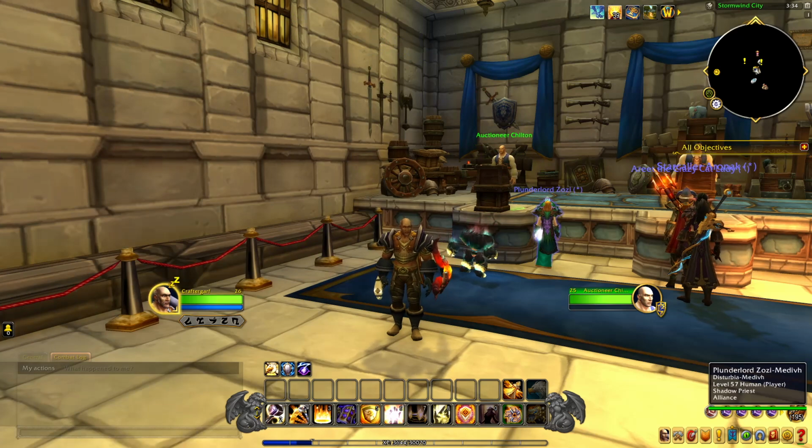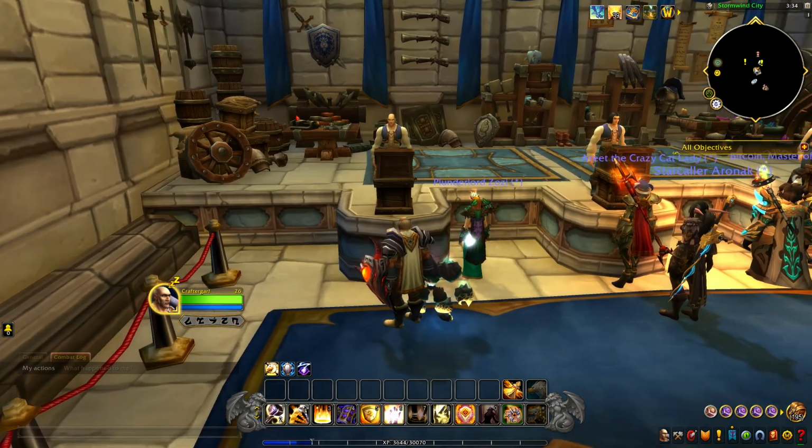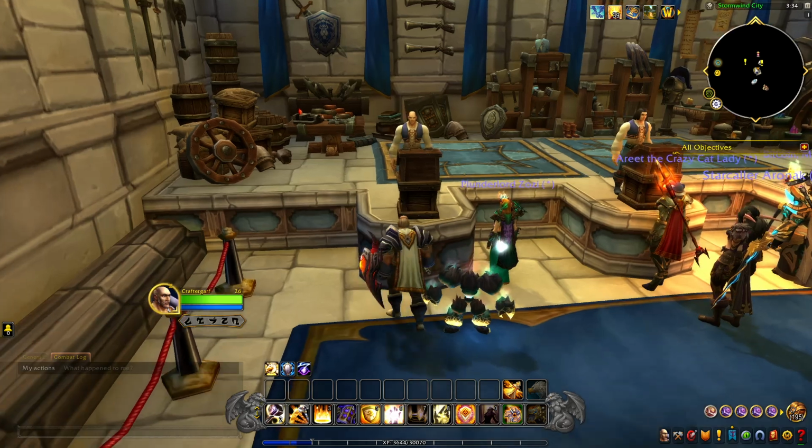So this one is going to be about the TSM add-on, or the Trade Skill Master add-on, and basically we are going to see how to properly post items in the auction house, such as transmogs, toys, mounts, and all that type of stuff, right?